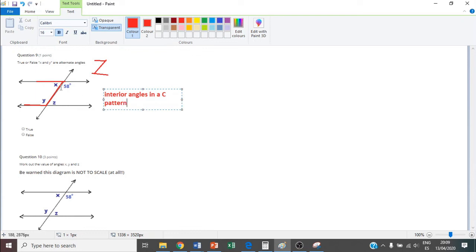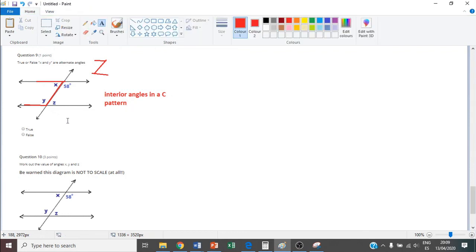The other pattern that we didn't see here is an F pattern. And an F pattern, those are corresponding angles. So this is not alternate angles. This is interior angles. So let's go ahead and mark that false.